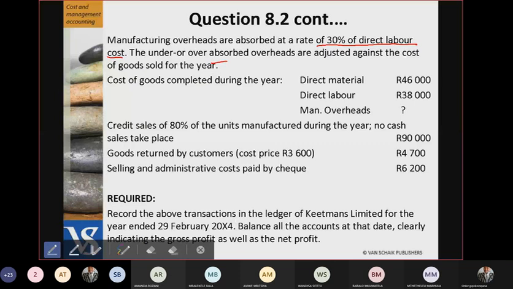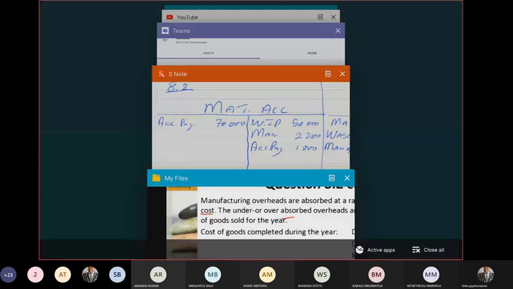You go back up there, guys, and we were told that our absorption rate is 30% of direct labor cost. So you look at the direct labor cost just above that manufacturing overheads of the finished product and say, okay, if the finished one is 38,000, what is 30% of that? So you say, okay, I've got 11,400. So the 11,400 is the value of my manufacturing overheads in this finished product. Then you add it to the 38,000 as well as 46,000, and you have your round figure of 95,400.